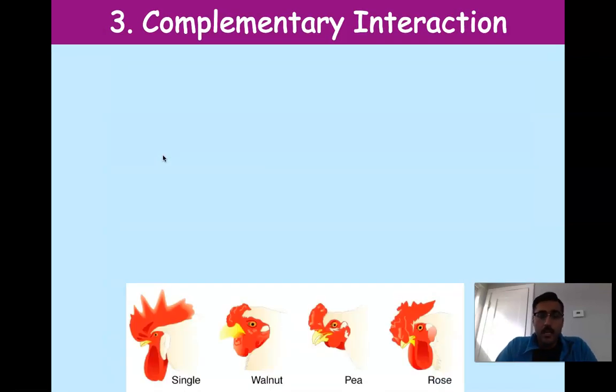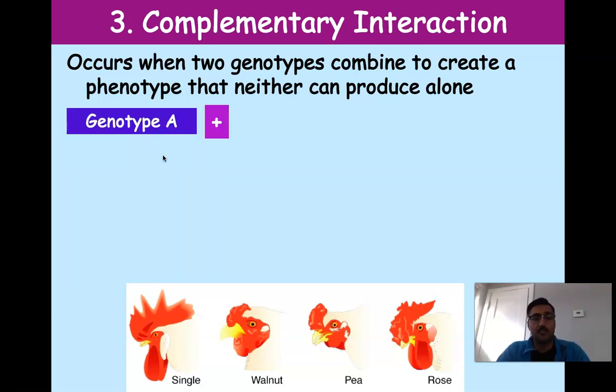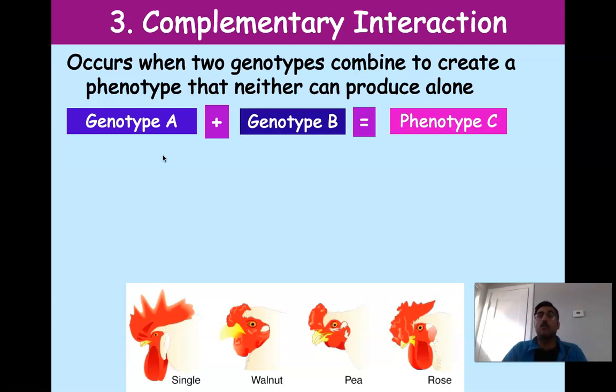Okay, complementary interaction. So let's put epistatic interaction aside for a second. Complementary interaction is a little bit different. With complementary interaction, we are going to see two genotypes combine to create a phenotype that neither of those genotypes would have been able to produce by themselves. So A plus B is going to make C, something totally different that neither would have shown itself.